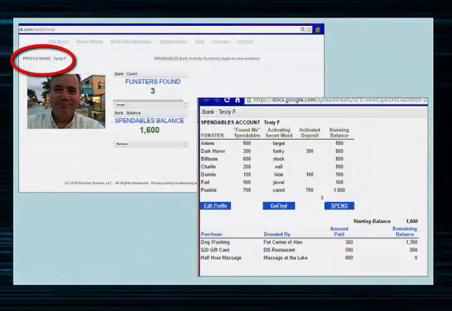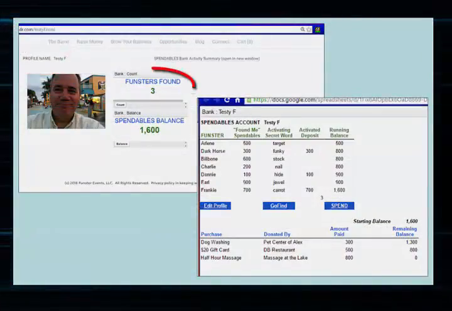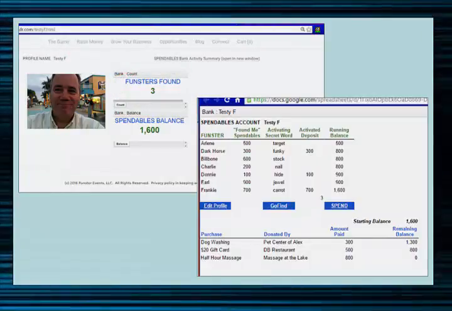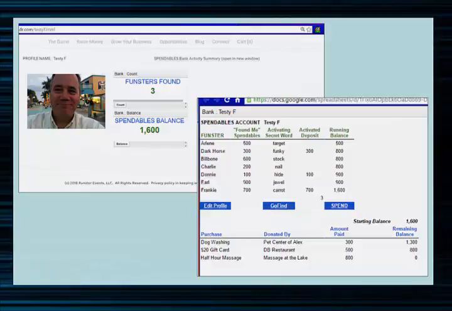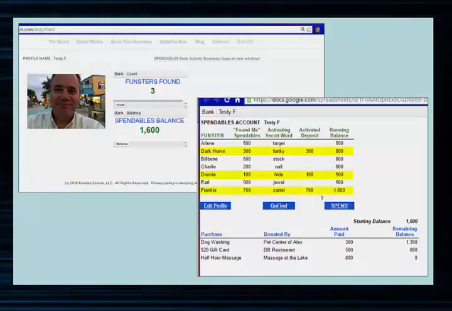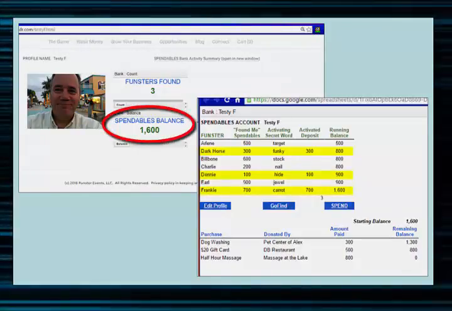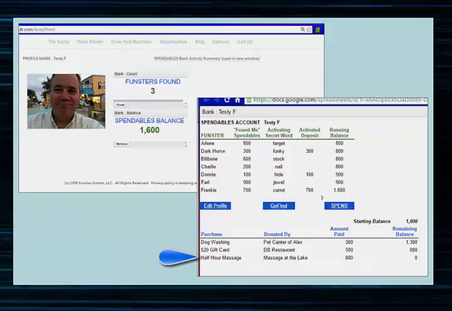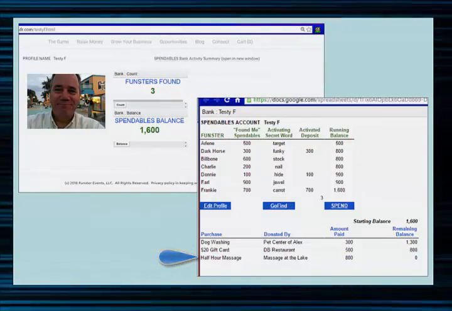In this particular case, Testy F, which is the profile name, found 3 Funsters when he was out and about. Now, if you look at the summary, you'll see that he found Dark Horse for 300, he found Donnie for 100, and he found Frankie for 700, and that becomes then a total of 1,600 Spendables, which then he can go and spend at the auctions, the raffles, or the shopping sprees at the beginning of each quarter.